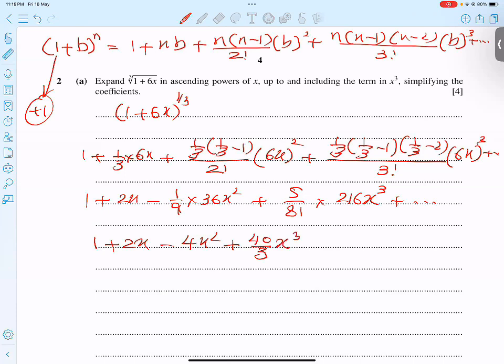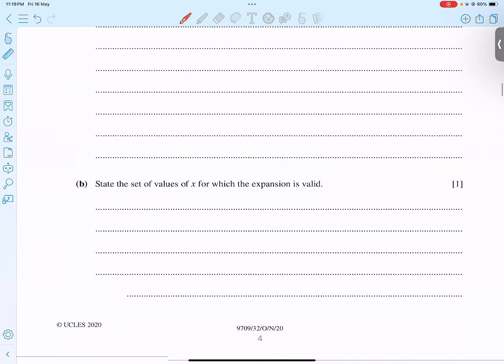So I hope the concept is very clear. Let me recheck again. 1 plus 2x. Yes, all clear, and this is my final answer. So let's talk about the second part.